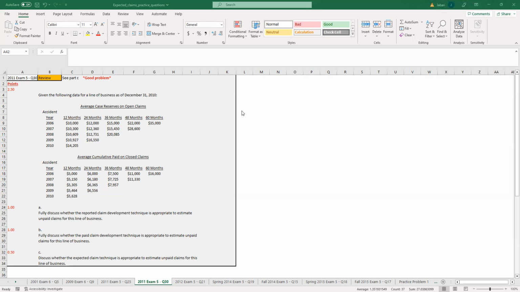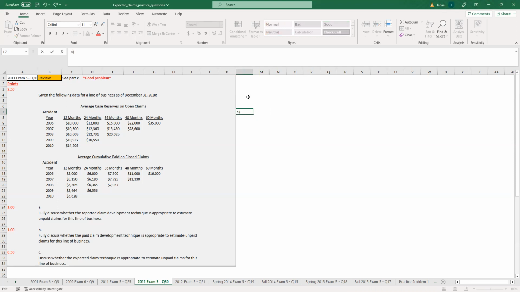So 2011 exam 5, question 30. Given the following data for a line of business as of December 31st, 2010, and then they give us the average case reserves on open claims triangle and the average cumulative paid on closed claims triangle. Then question A is asking, discuss whether the reported claim development technique is appropriate to estimate unpaid claims for this line of business. So off to the side, get A started here.